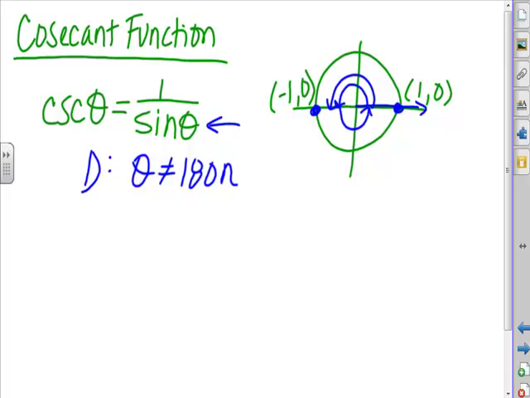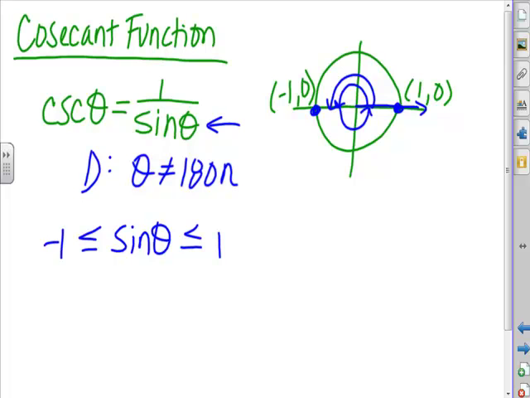Okay, so cosecant and sine are reciprocals. If you know what the sine is and you want the reciprocal, or you want the cosecant, just flip it and you'll get the cosecant. If you know the cosecant and you want the sine, just flip it and you'll get the sine. So, sine theta hangs out, the values hang out between -1 and 1.